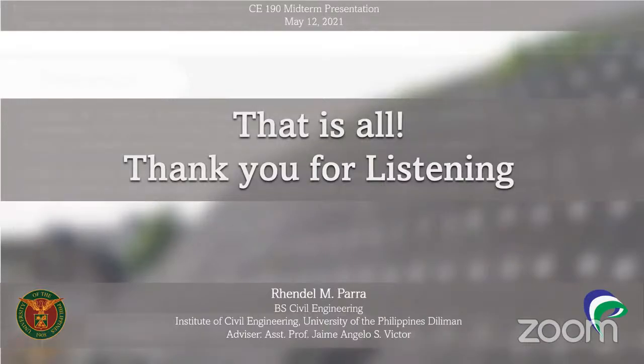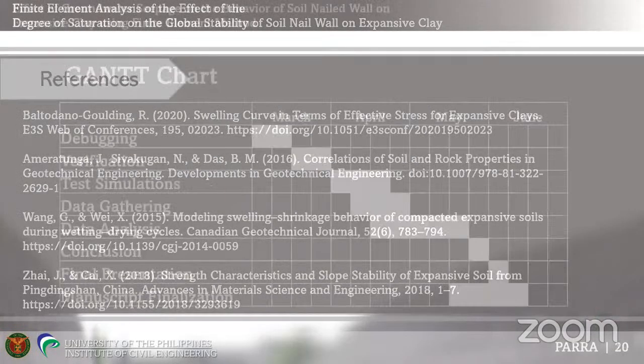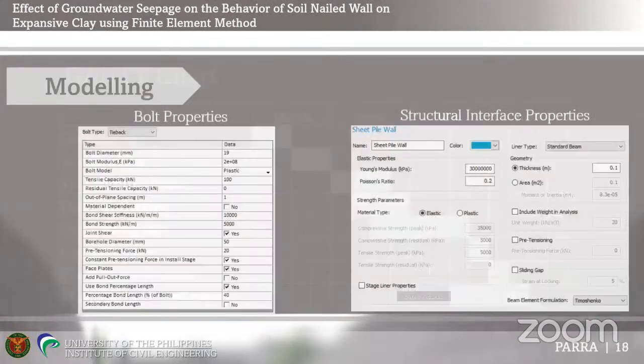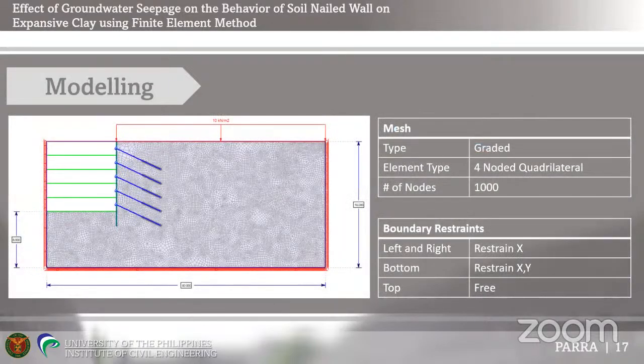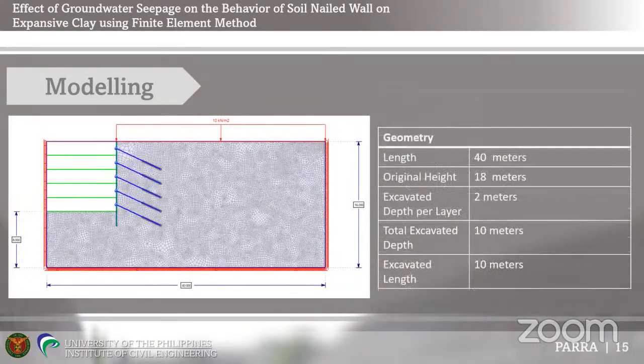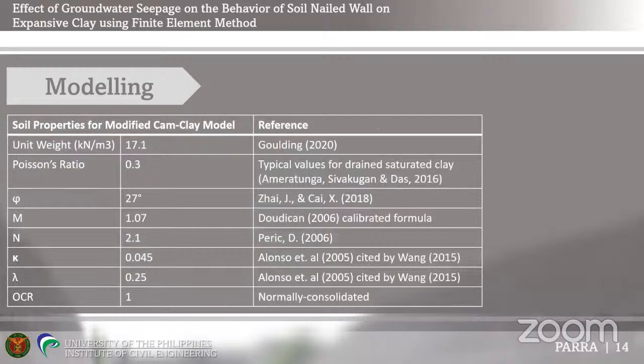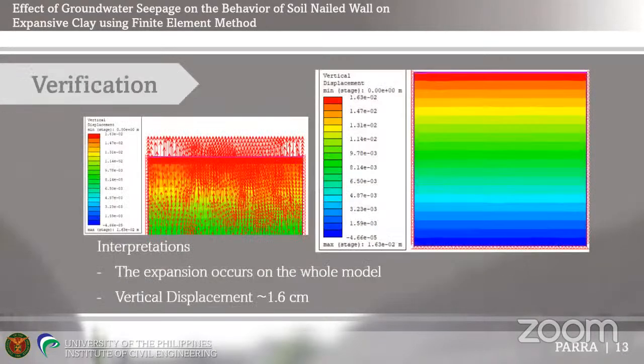Because theoretically, when soil swells, the water content increases dramatically. So the shear strength will decrease. And in your Cam clay model, the M there, I think, is only for a particular water content.